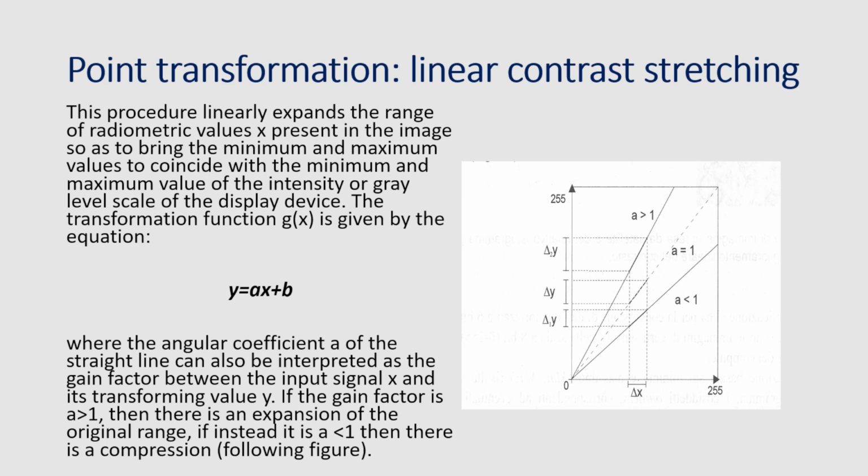coefficient of the straight line can also be interpreted as the gain factor between the input signal x and its transformed value y. If the gain factor a is greater than 1, then there is an expansion of the original range. If instead a is less than 1, then there is a compression, following figure.